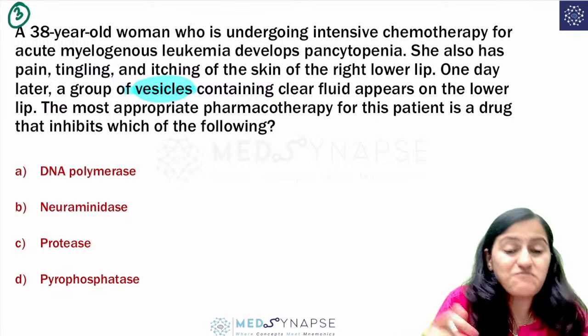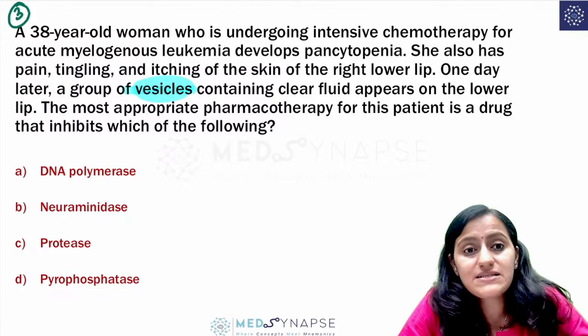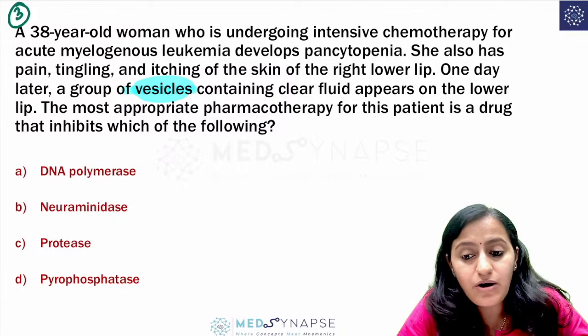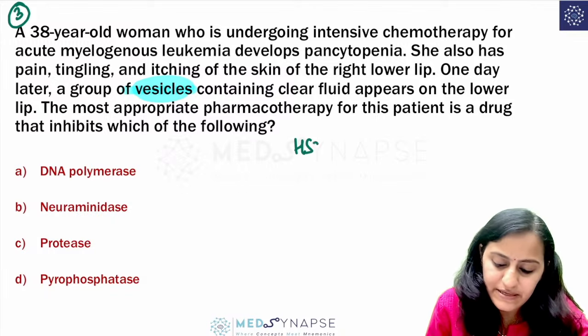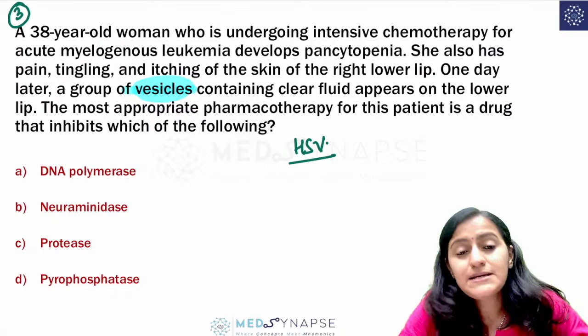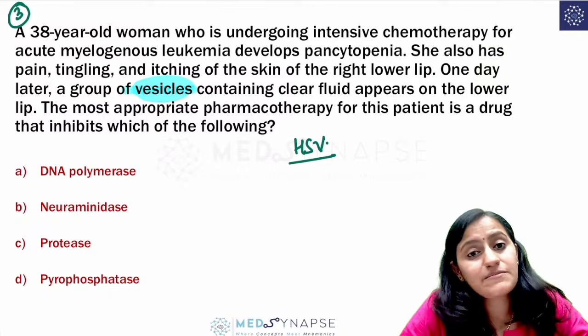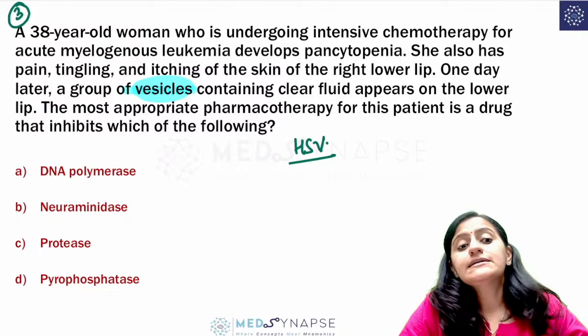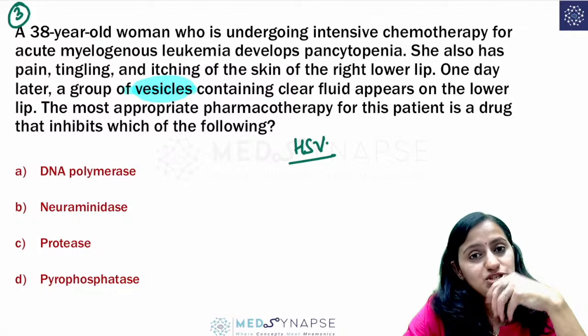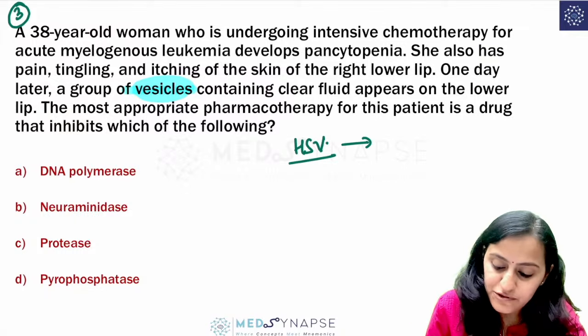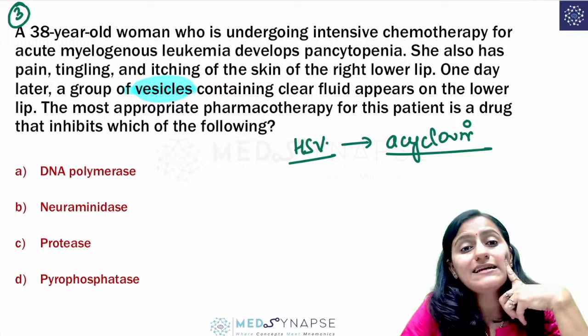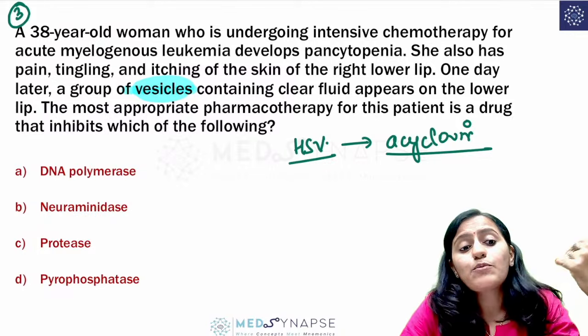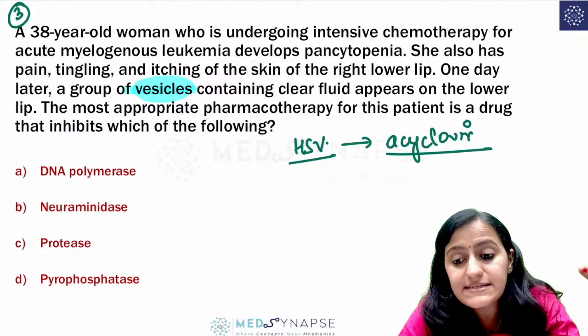Whenever I see vesicles, right, grouped vesicles, what infection do I think of? HSV, right? Herpes simplex virus, because even in herpes, the genital ulcer has vesicles, right? So vesicles is basically HSV, and you know that the drug of choice for HSV is acyclovir, right? It is acyclovir. And what is the mechanism of action of this acyclovir?